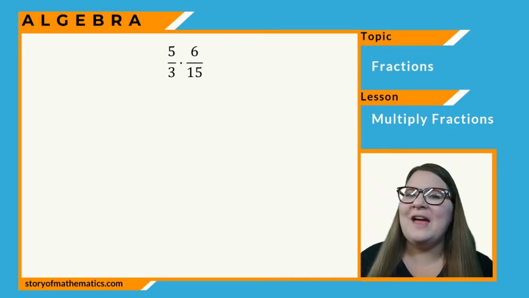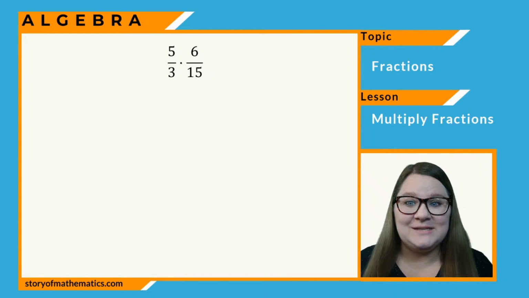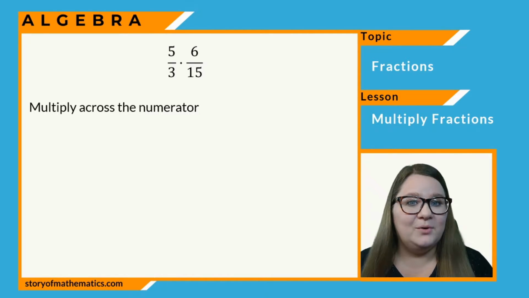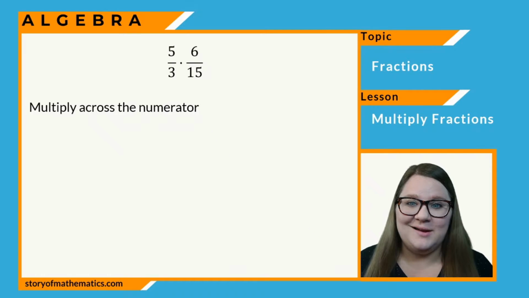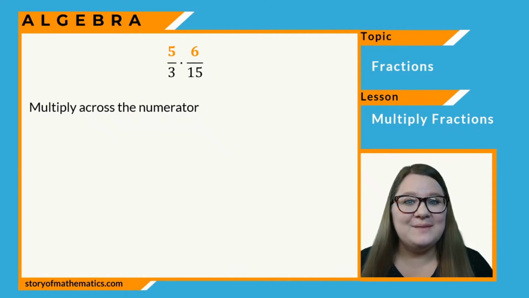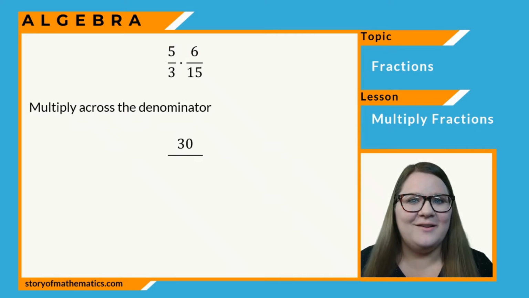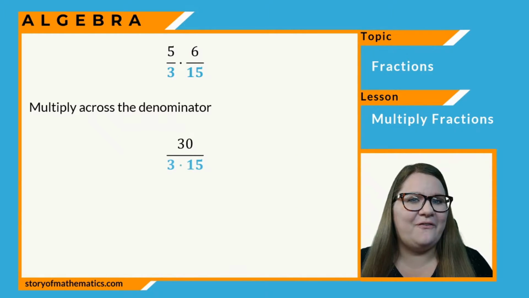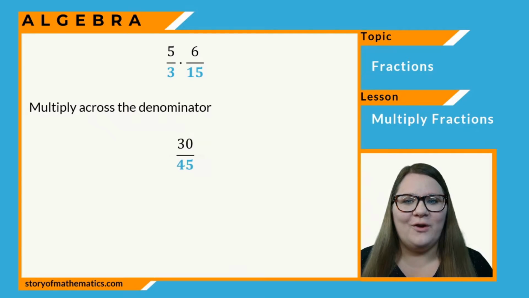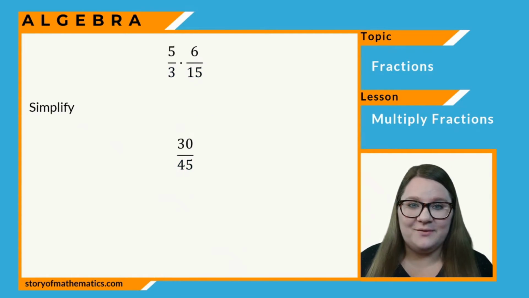If I gave you 5/3 times 6/15, we would want to start by multiplying across the numerator. So that becomes 5 times 6 in the top. All right, now 5 times 6 happens to be 30, and then I'm going to multiply across the denominator. That means I'm going to pull in 3 times 15, which is 45. Now that I've done that, I'll be able to simplify the fraction.